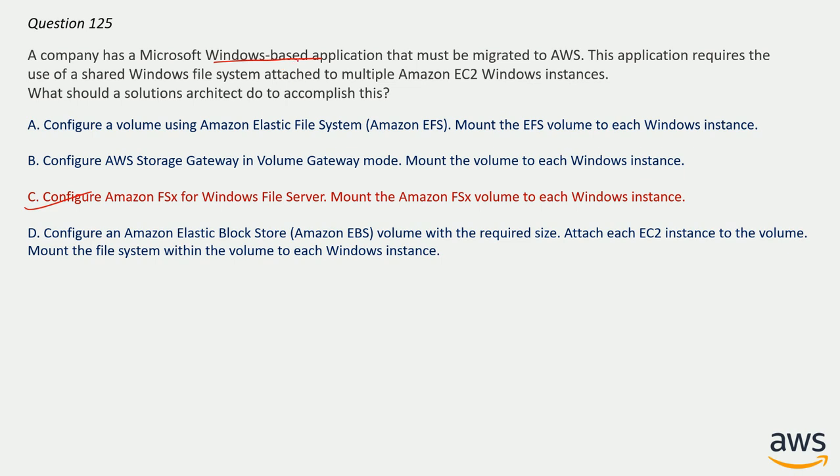So due to this reason, we will use Amazon FSx for Windows file server. And now question number 126.